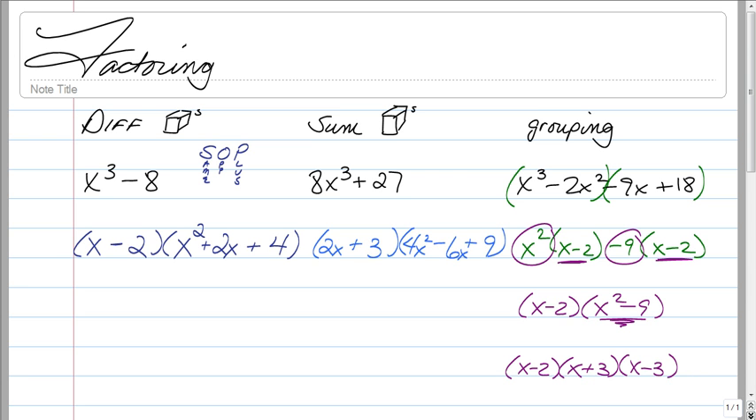Okay, so there you go. You have 3 new types of factoring. The difference of cubes and the sum of cubes, which are very, very similar, just the order of what you put your symbols. And then, of course, grouping, which is similar to Batman.